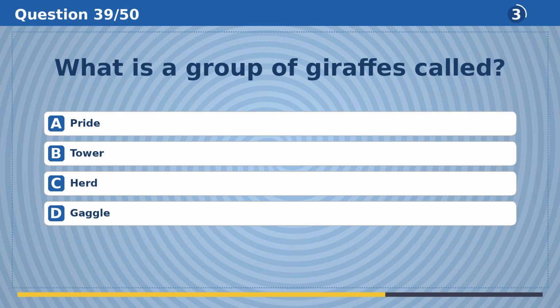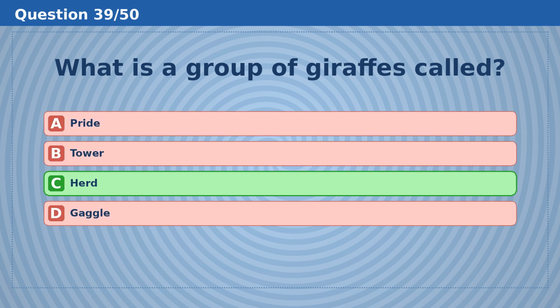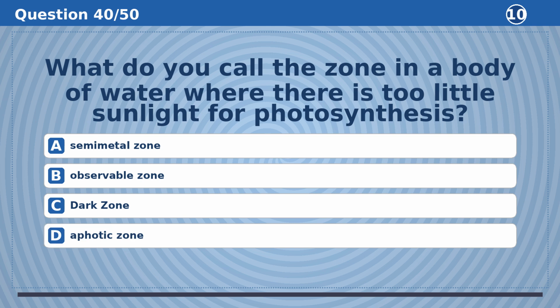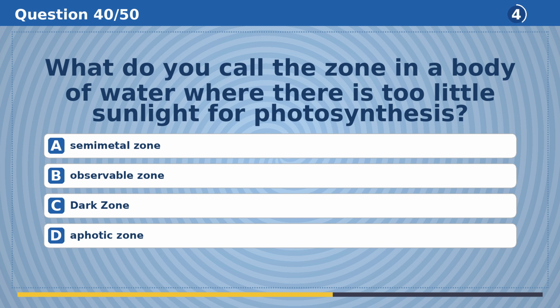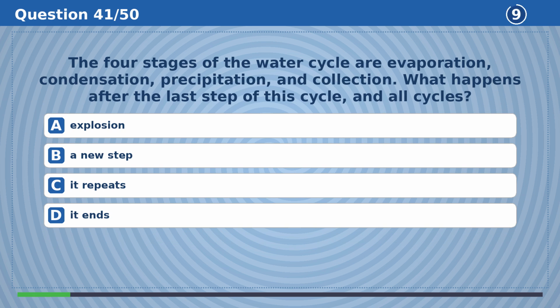What is a group of giraffes called? The answer is C. Herd. What do you call the zone in a body of water where there is too little sunlight for photosynthesis? The answer is D. Aphotic zone.